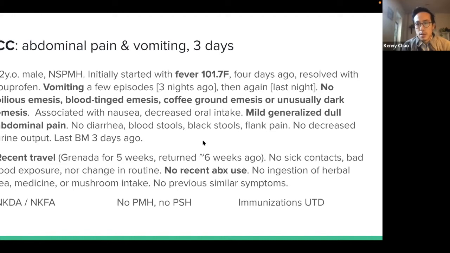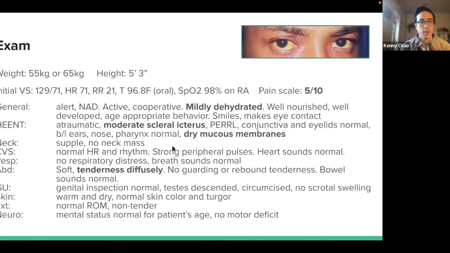General mild pain, dull, recent travel to Grenada, no antibiotic use, and the rest of the history was pretty much normal. On exam, the things of note, pain scale is about 5 to 10. Generally, he looked mildly dehydrated. He was definitely acting age appropriately, he was smiling, making eye contact.